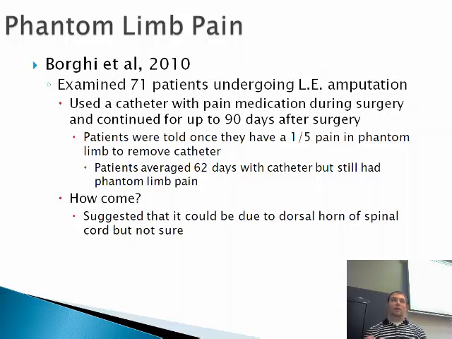Out of all 71, actually not 71 patients, 9 patients died in this study because of other complications, mostly cancer. So roughly 62 patients finished the study, in an average of 62 days. They had the catheter out, but they still had phantom limb pain. How come? Some of these studies suggest that it could be due to the dorsal horn of the spinal cord, but we don't know. We really don't know why individuals get phantom limb pain.